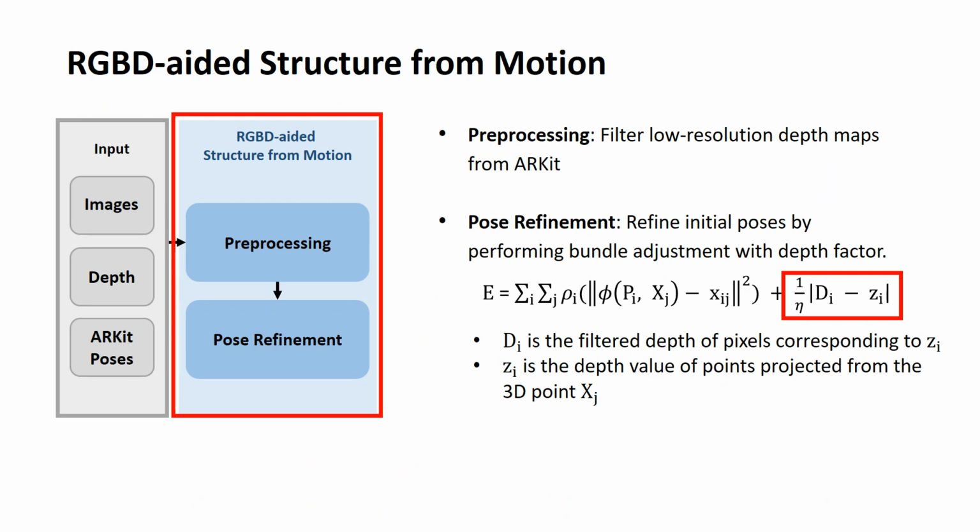We first explain RGBD-aided structure from motion. The goal of this step is to refine initial poses from the mobile device. First, we introduce a pre-processing method to filter low-resolution depth maps. Second, we propose a depth factor and learn bundle adjustment with this depth factor. This depth factor is a useful constraint for accurate pose estimation and reliable triangulation. Also, this factor guides the scale of the SFM to the metric scale of the depth sensor.